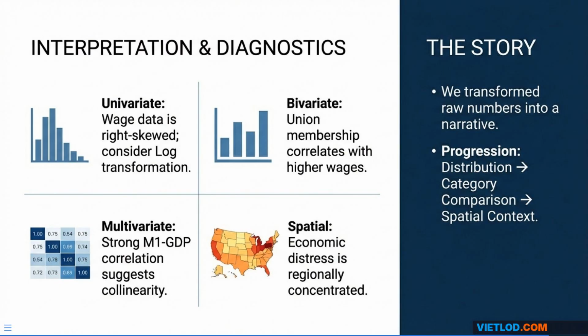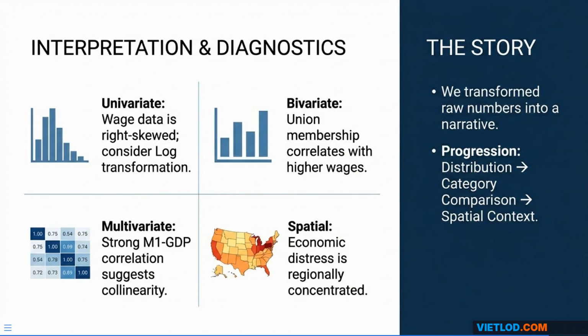On this slide, titled Interpretation and Diagnostics, we bring together the insights gained from our various analyses. Our univariate examination of wage data, depicted by the histogram, revealed a clear right-skewed distribution. This is a crucial diagnostic, suggesting that a log transformation might be necessary for more robust modeling. Moving to bivariate analysis, the bar chart effectively showed that union membership correlates with higher wages, providing an initial interpretation of a union wage premium.